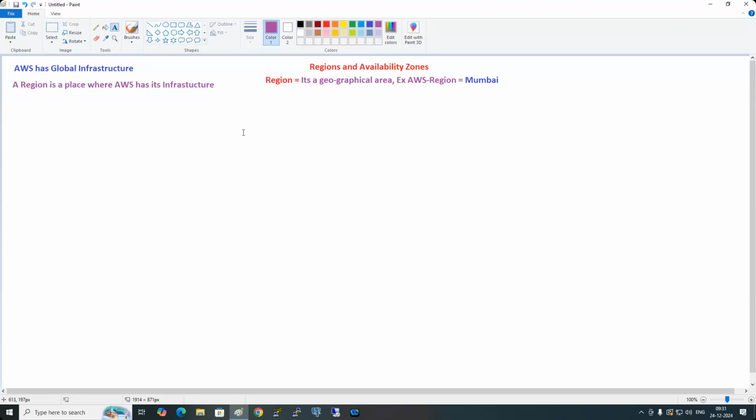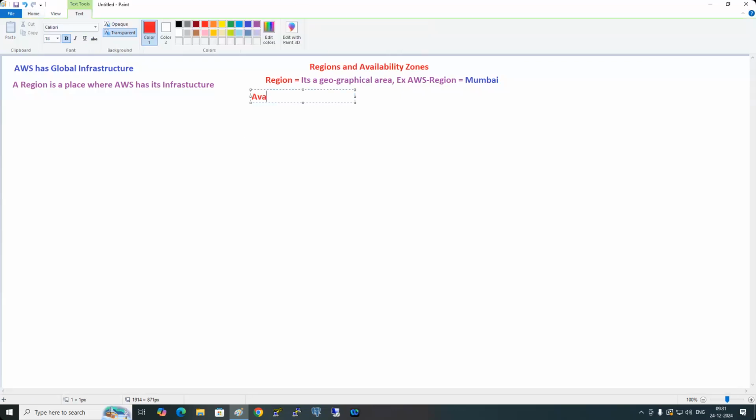What does the region contain? Availability zones. What does Mumbai contain? Availability zones. So Mumbai contains data centers, right? Instead of calling them data centers, we should call them availability zones. If someone asks you what an availability zone is, you can say simply a data center. In shortcut, we call it AZ. AZ means availability zone.